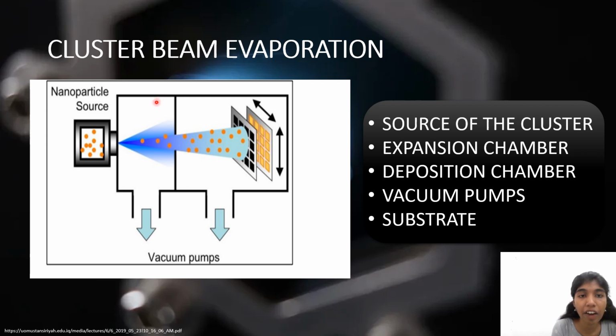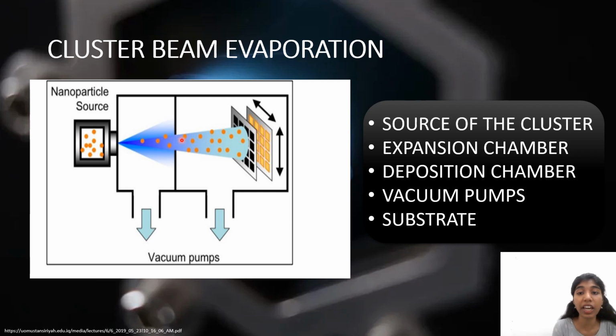Next we have the expansion chamber. In the expansion chamber, we have a vacuum, and the cluster beam from the cluster source undergoes supersonic expansion through the small opening, or orifice, which leads to the next part, the deposition chamber.